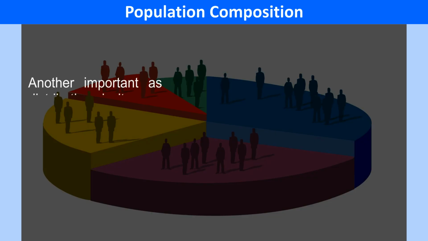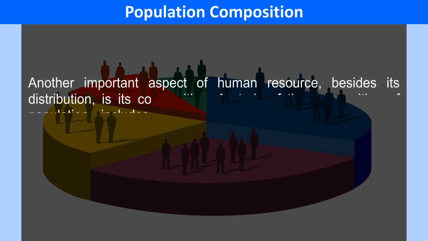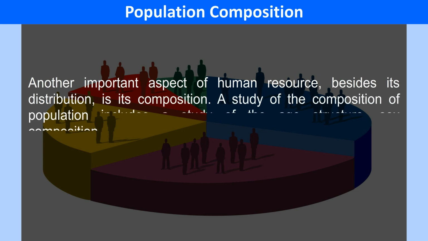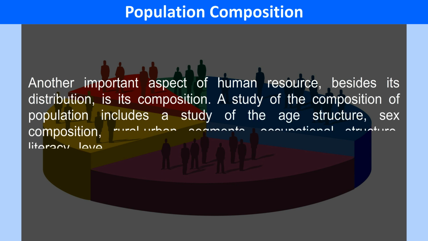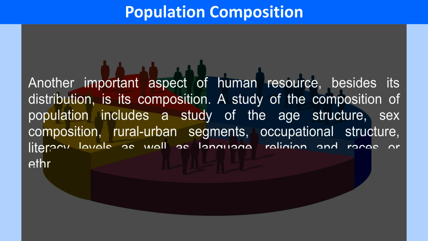Another important aspect of human resource, besides its distribution, is its composition. A study of the composition of population includes a study of the age structure, sex composition, rural-urban segments, occupational structure, literacy levels, as well as language, religion, and races or ethnicity.